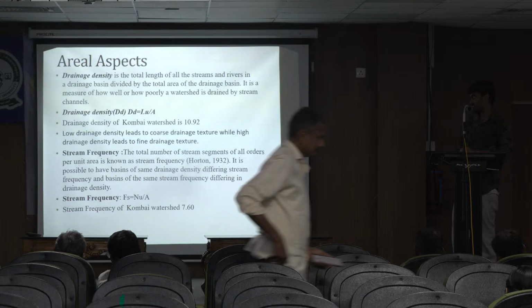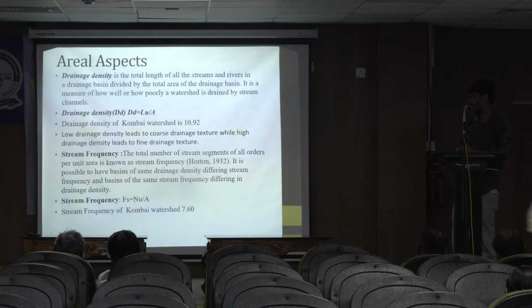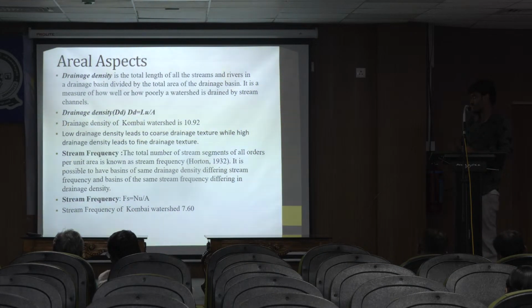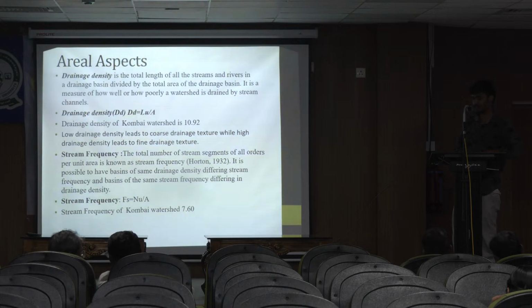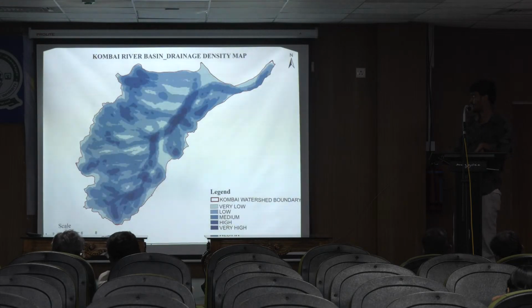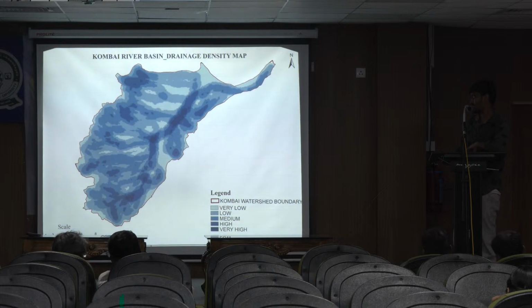Then stream frequency. The total number of stream segments of all orders per unit area is known as stream frequency. It is possible to have basins of the same drainage density differing in stream frequency, and basins of the same stream frequency differing in drainage density. Then the stream frequency formula is Fs equals Nu by A. The total stream frequency is 7.60. This is the drainage density map.